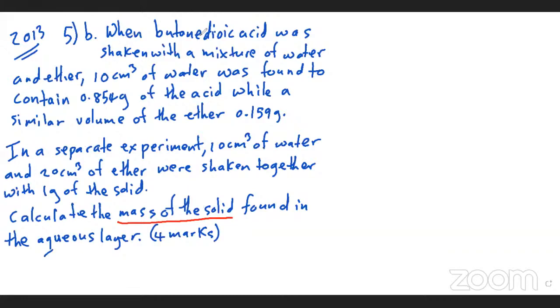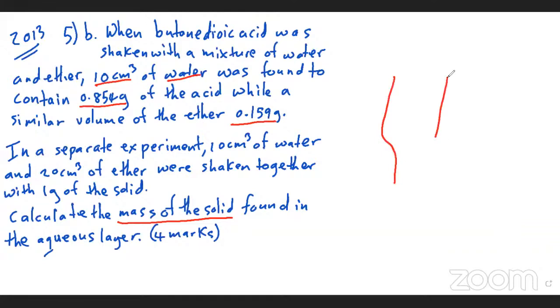It says when butane dioic acid was shaken with a mixture of water and ether, 10 cm cube of the water contained 0.854 gram of the acid, while a similar volume of the ether contained 0.159 gram. So what are they telling us?